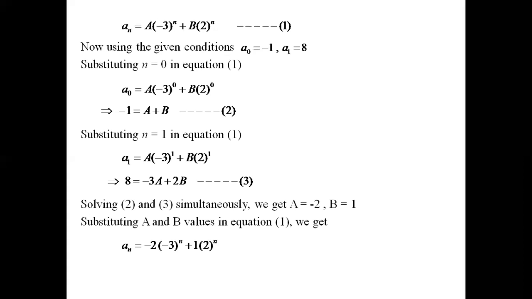We now substitute capital A and capital B, the arbitrary constants, into equation 1, which is nothing but the general solution. So substituting, we have a_n equal to minus 2 into (minus 3) whole power n plus 1 into 2 power n. A value is minus 2, capital B value is 1. So we get this expression, which can be simply written as 2 power n minus 2 into (minus 3) power n. So this gives us the complete solution of the given second order homogeneous recurrence relation.